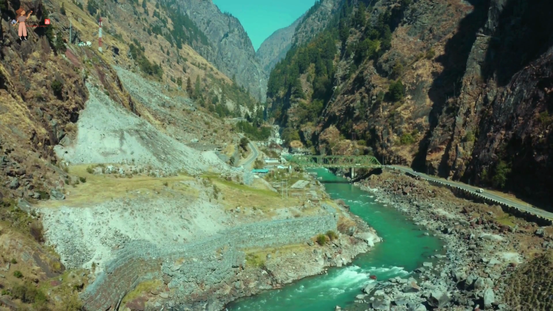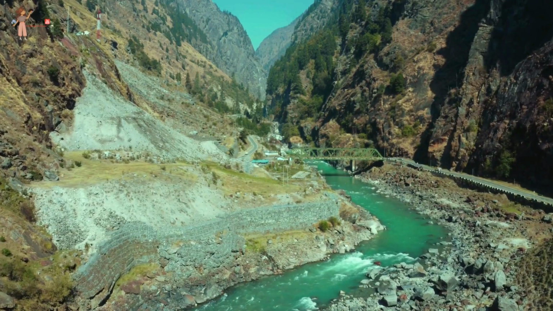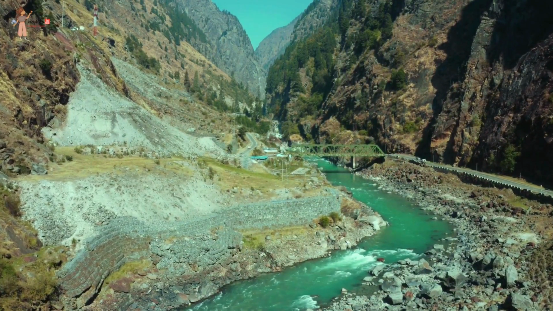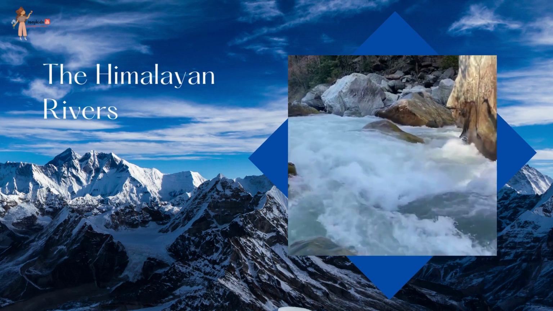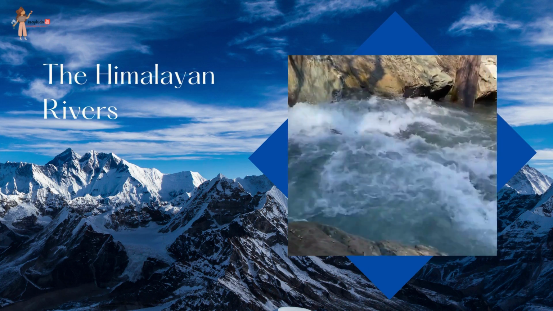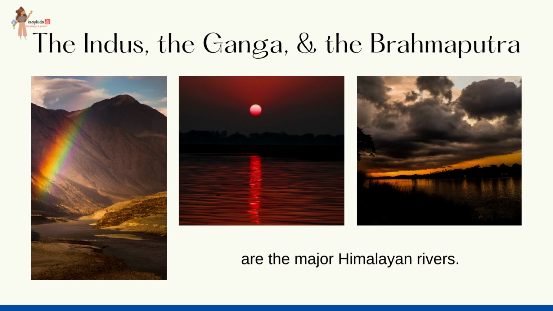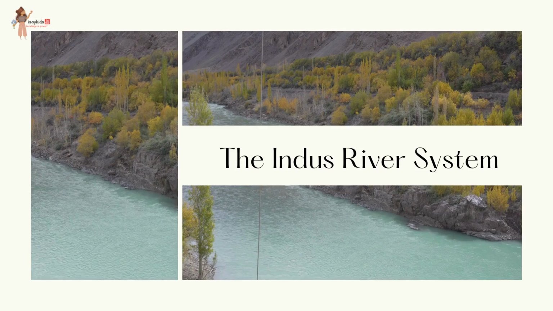Now that we have got an idea of the river system of India, let's see each in some more detail. The Himalayan rivers are long and are joined by many large and important tributaries. A river along with its tributaries may be called a river system. The major Himalayan rivers are the Indus, the Ganga, and the Brahmaputra. Let's see their river systems.